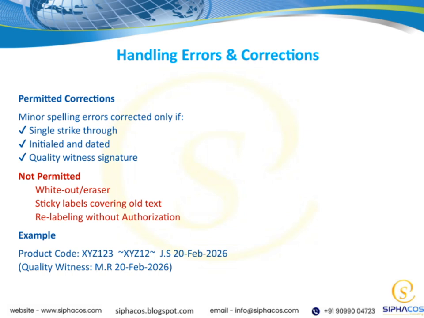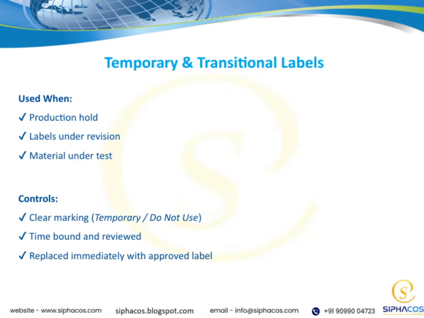Someone made a correction by striking through XYZ12, then wrote JS, and added the date, 20 Feb 2026, along with a quality witness signature. This shows a proper correction: clear, authorized, and traceable. Remember, the goal here is to ensure all corrections are transparent and properly documented, supporting the overall integrity of our processes.